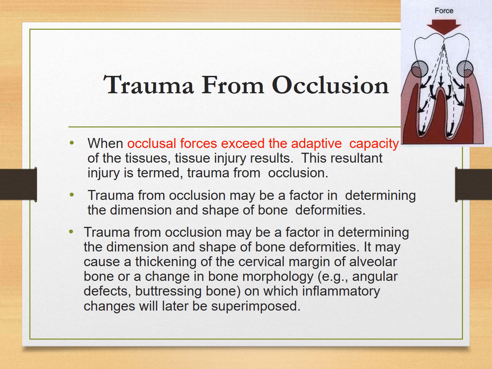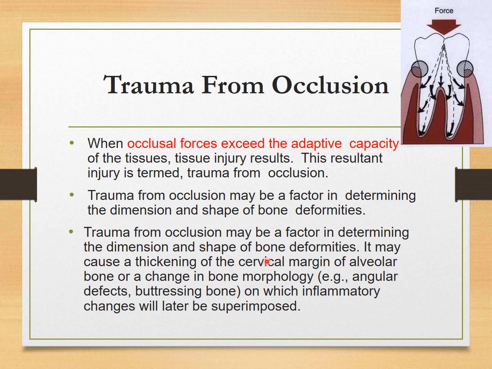Then coming to the next factor, that is the trauma from occlusion. As you know, trauma from occlusion is when occlusal forces exceed the adaptive capacity of the tissues, which causes tissue injury. So this resultant injury is termed trauma from occlusion, and the force which causes it is called traumatogenic. Okay, and the trauma from occlusion may be a factor in determining the dimension and shape of bone deformities. So it can be reversible also.